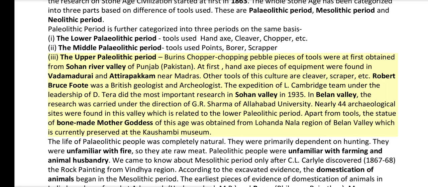In Belan Valley, the research was carried under the direction of G. R. Sharma of Allahabad University. Nearly 44 archaeological sites were found in this valley, which is related to the Lower Paleolithic period. Apart from tools, the statue of bone-made mother goddess of this age was obtained from Lohanda Nala region of Belan Valley, which is currently preserved at the Kaushambi Museum.